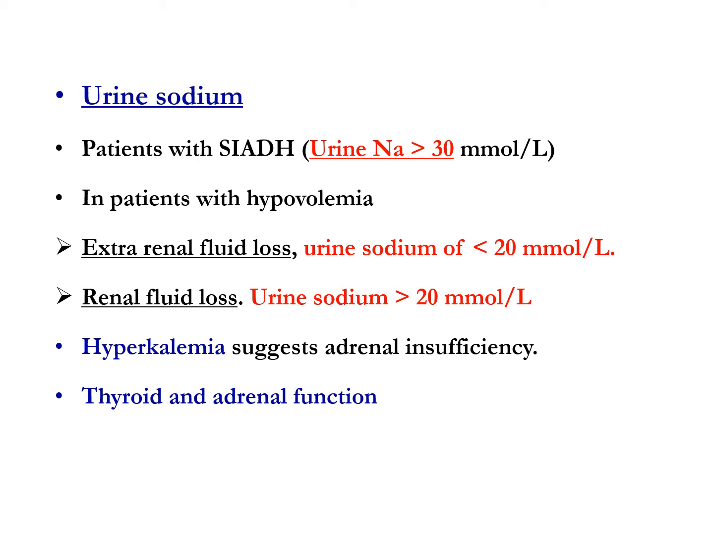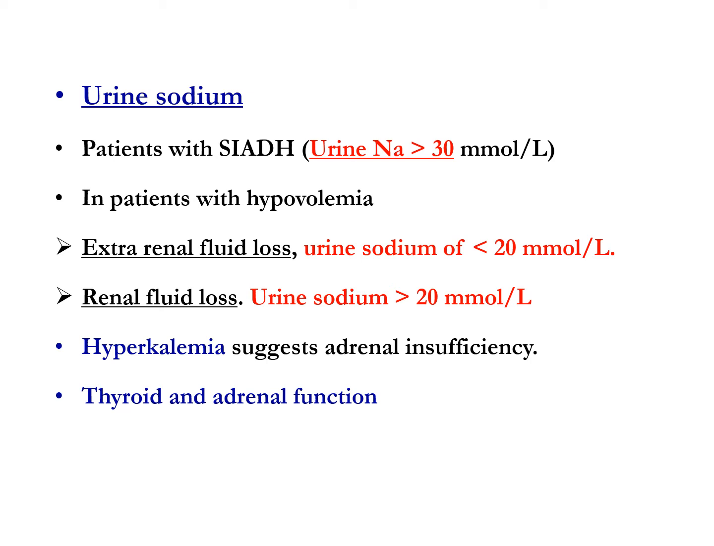Sometimes we need urinary sodium. In a patient with SIADH, urinary sodium is typically more than 30 millimole per liter. In a patient with hypovolemia, it helps differentiate between extrarenal and renal causes of fluid loss. In extrarenal fluid loss, urinary sodium is less than 20 millimole per liter. In renal fluid loss, urinary sodium will be more than 20 millimole per liter.